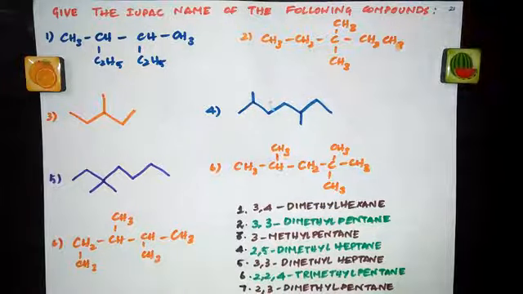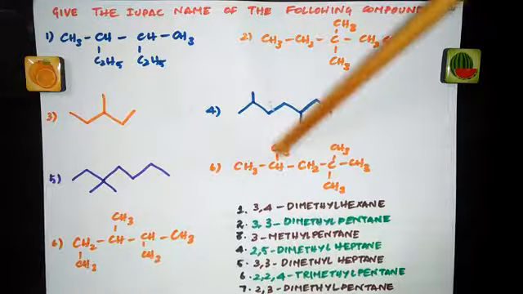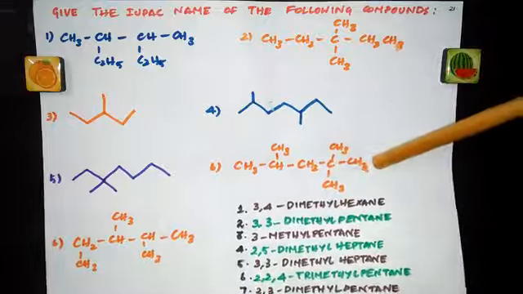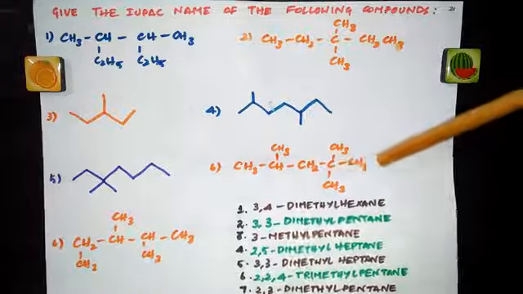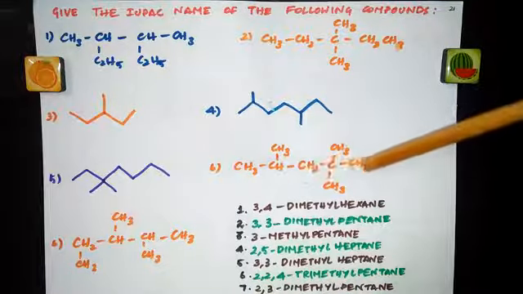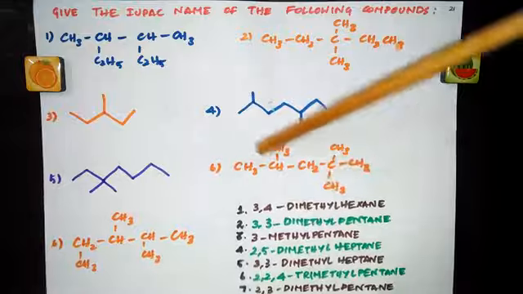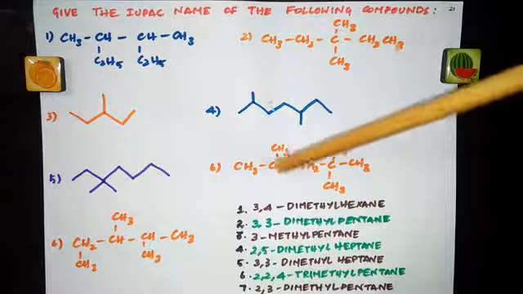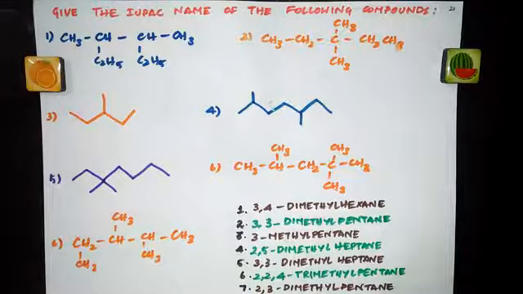Now the 6th compound, CH3, CH3, CH2, C, CH3, CH3, CH3. Now let's choose this as the parent chain. 1, 2, 3, 4, 5. 5 carbon atoms. If you try in some other ways, 1, 2, 3, 4, 5. There also you're getting 5 carbon atoms. So in both the ways you're getting the same substituent. So no matter whichever is chosen as the parent chain, I'm going with this.